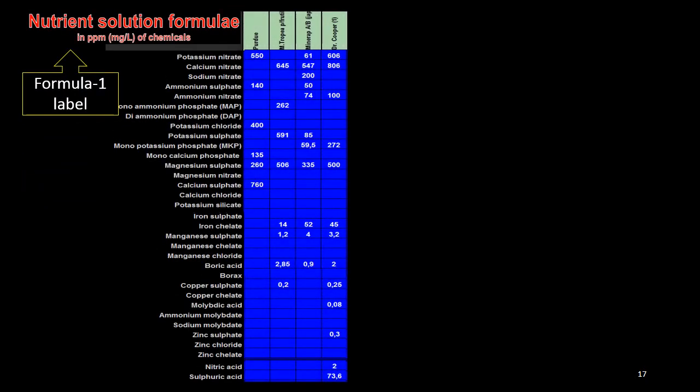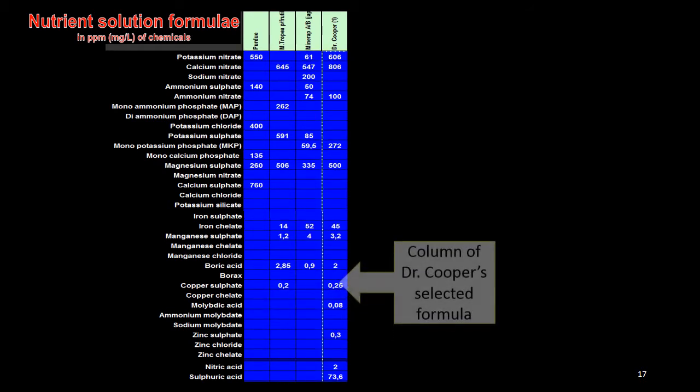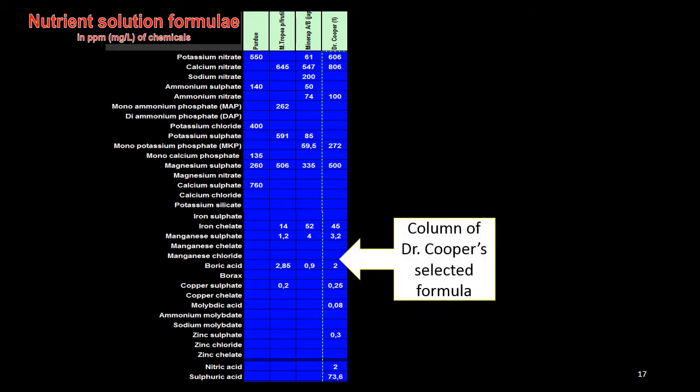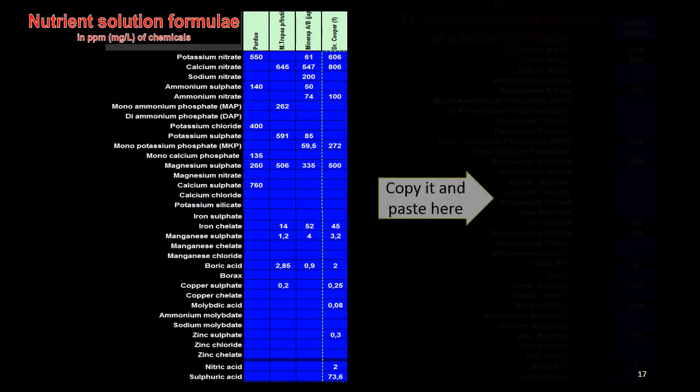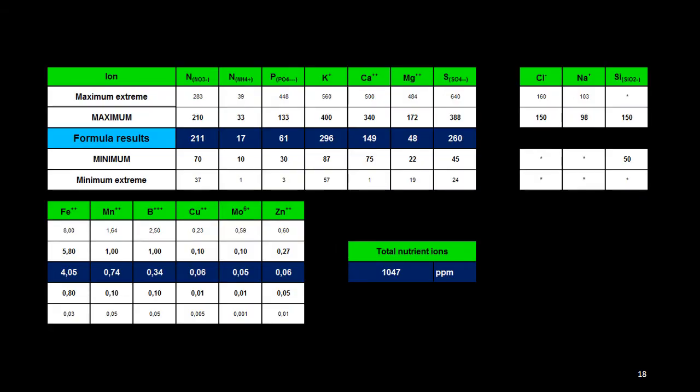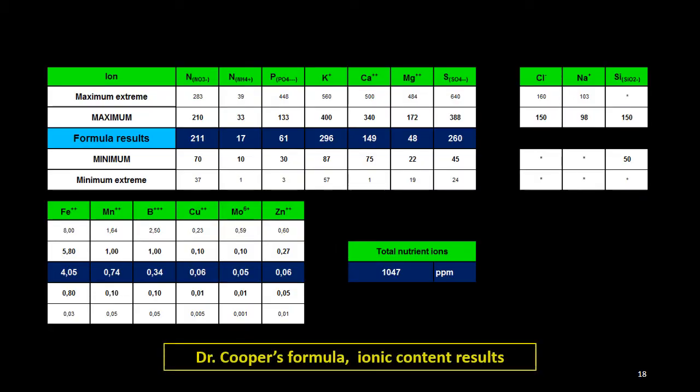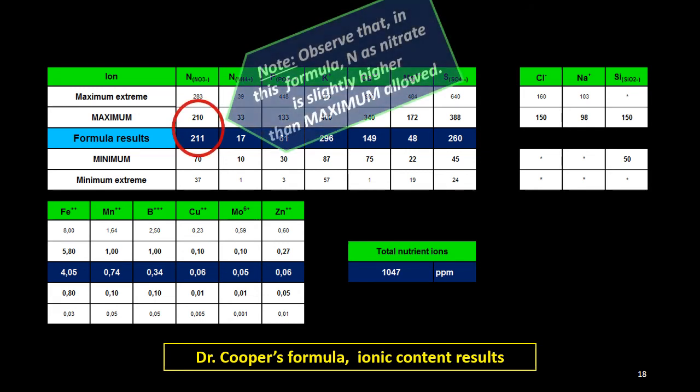At the Formulas 1 sheet, for instance, you may select Dr. Cooper's formula number 1. Now, copy the selected column there and paste it into sheet number 3. The ionic results for this formula now appear at the bottom of sheet number 3. These are, in the center line, Dr. Cooper's formula ionic results. But you should note there is a value slightly higher than recommended.